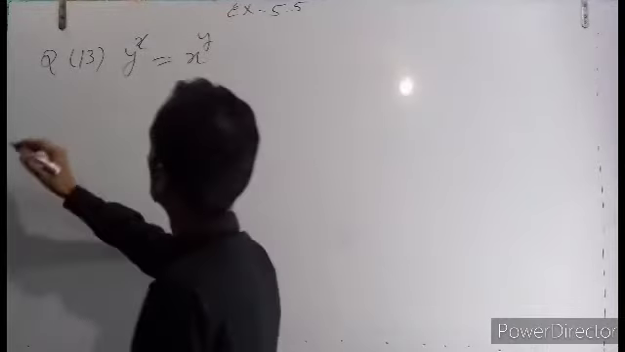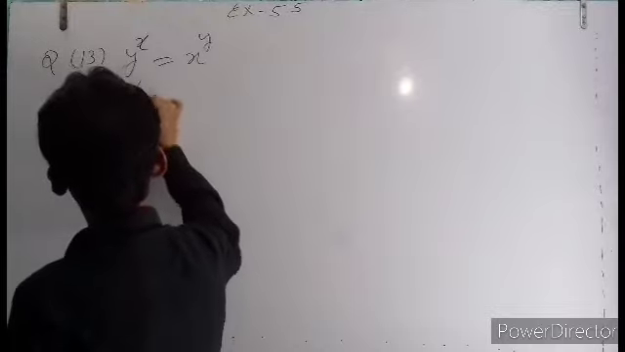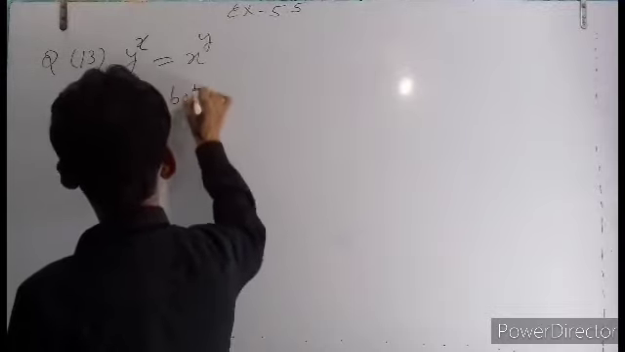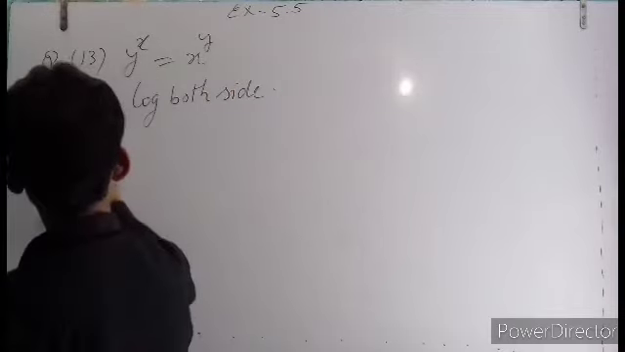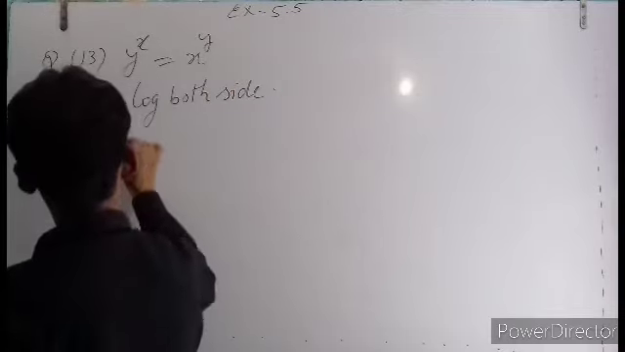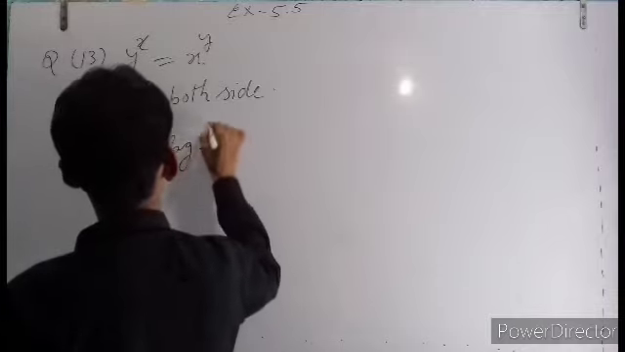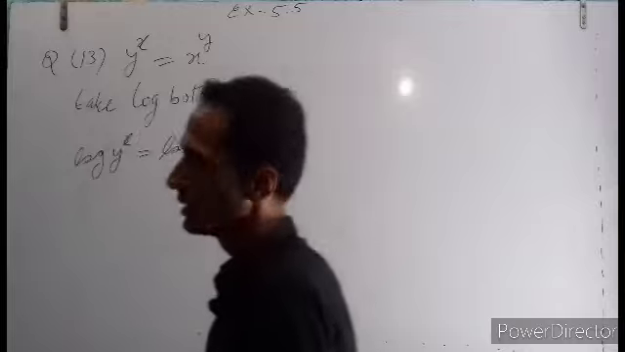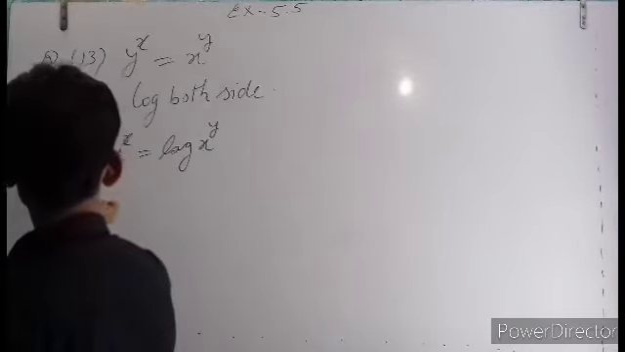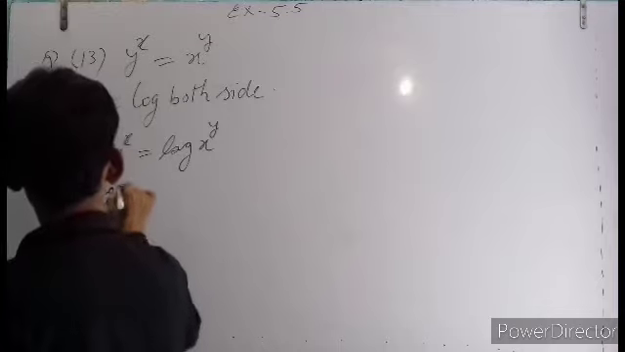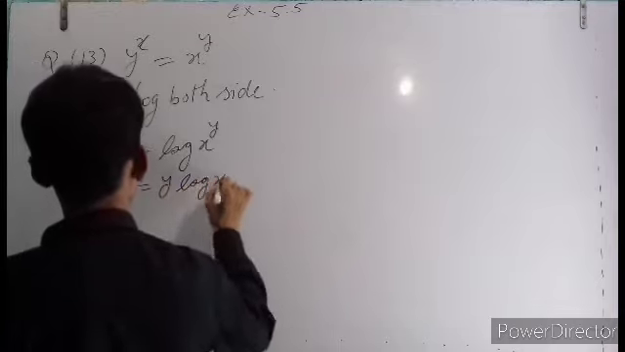How can we do it? First you take log on both sides. Now log y raised to the power x equals log x raised to the power y. Okay, using the log property we can simplify: x log y equals y log x.